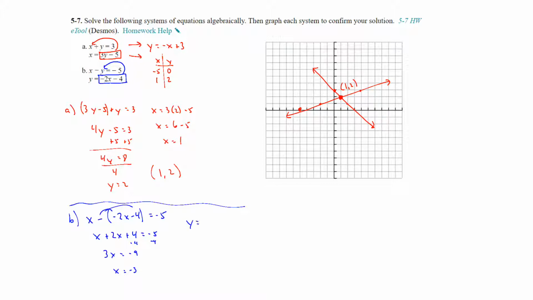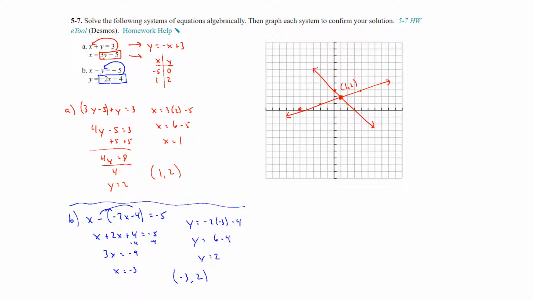Once again, we can plug that back into the second equation. y equals negative 2 times negative 3, which we're replacing with the x. And so 6 minus 4 is 2. So our solution is negative 3, 2.